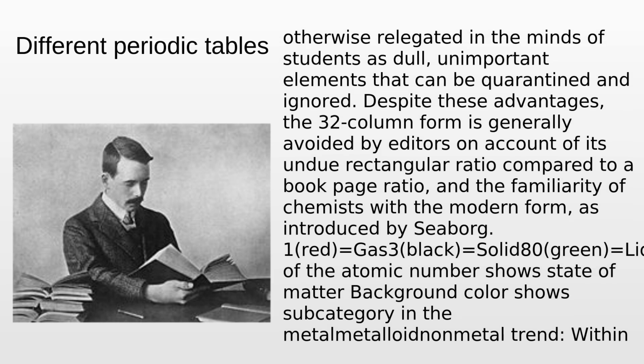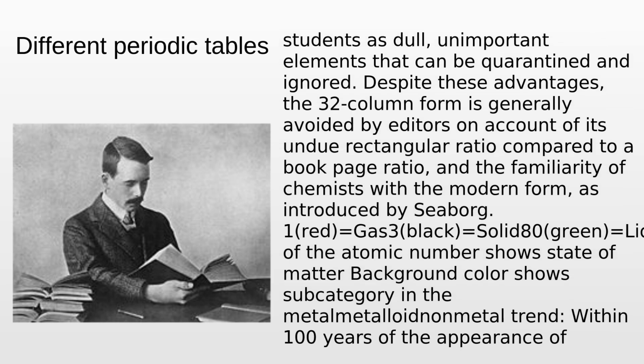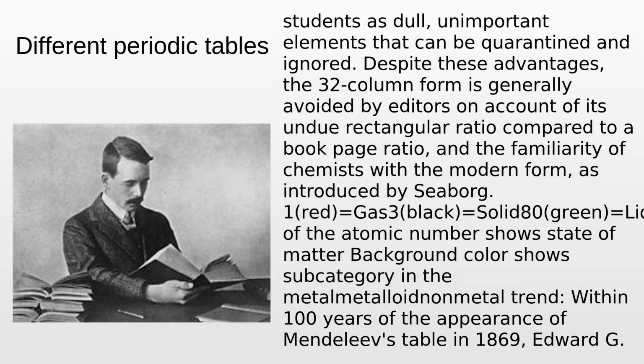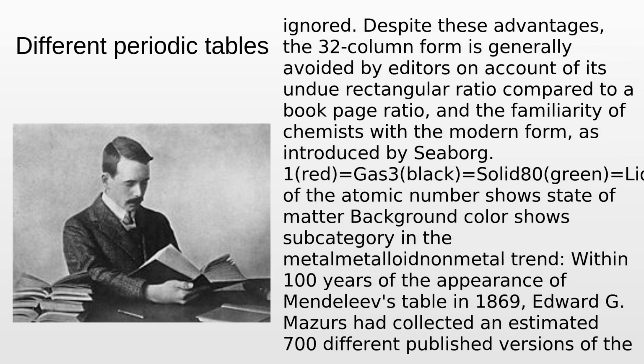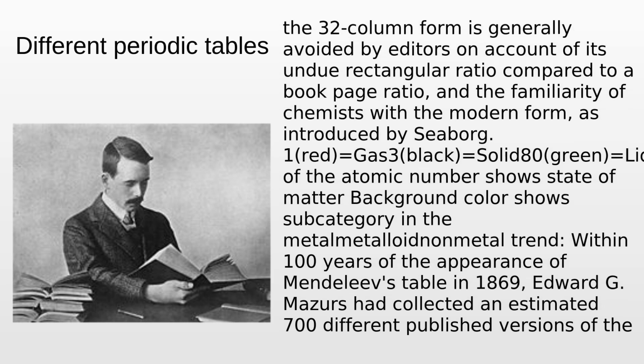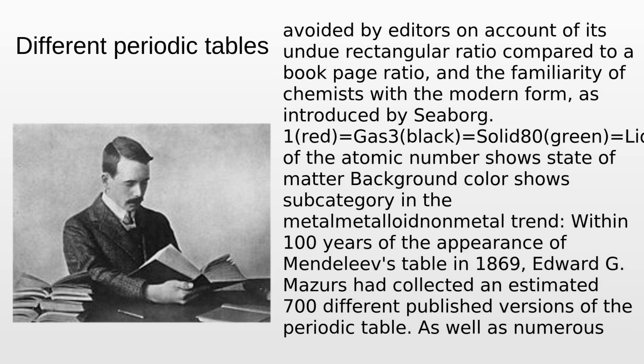Despite these advantages, the 32-column form is generally avoided by editors on account of its undue rectangular ratio, compared to a book-page ratio, and the familiarity of chemists with the modern form, as introduced by Seaborg.